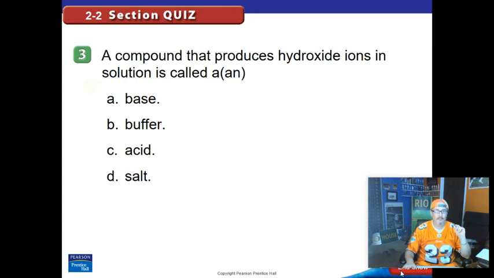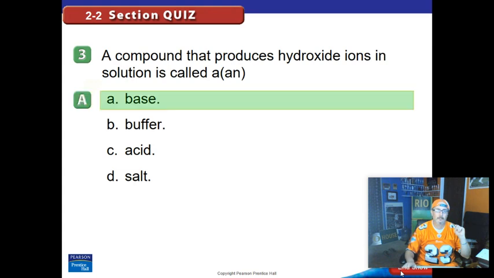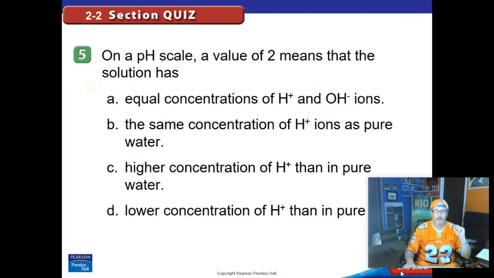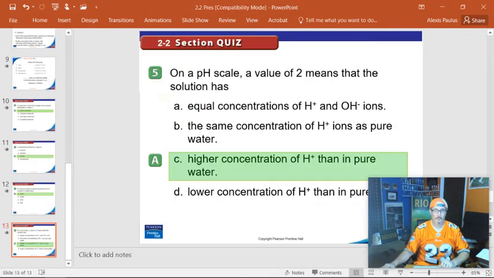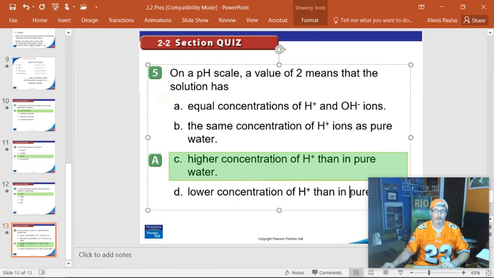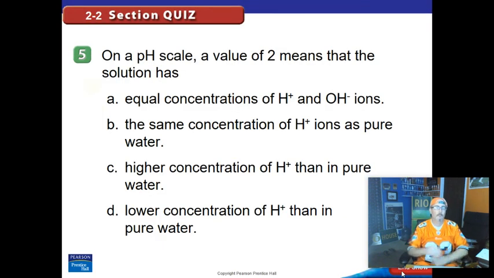A compound that produces hydroxide ions in solution. Hydroxide ions. That's a base or an alkaline. On a pH... hold on. Oh my goodness, I just gave you guys the answer. Sorry. I know. Total buzzkill.